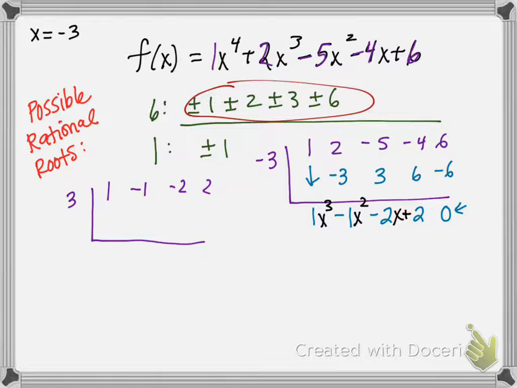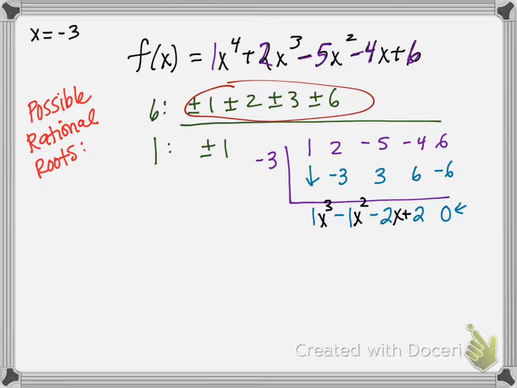So bring down our 1. 3 times 1 is 3. -1 plus 3 is 2. 2 times 3 is 6, and -2 plus 6 is 4, and then 4 times 3 is 12. We do not get a 0 here. So 3 is not a root. So I'm going to erase that.